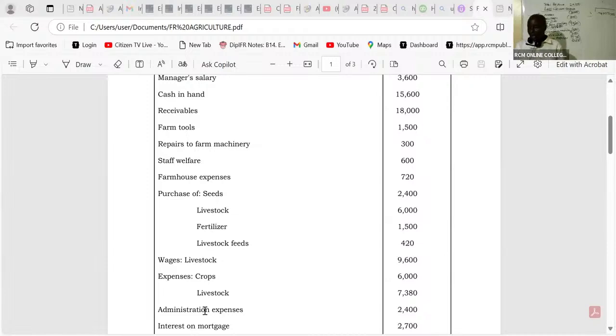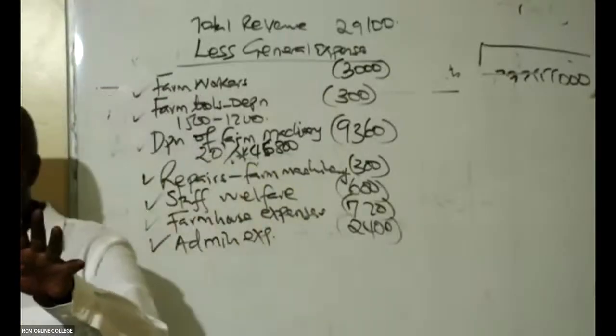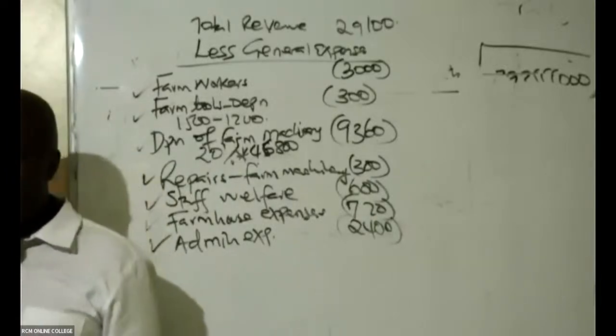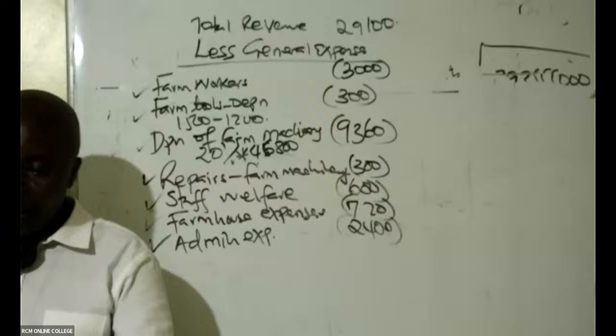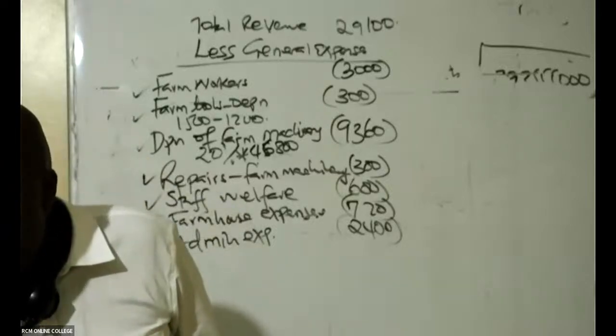Administration expenses are 2,400. Ladies and gentlemen, I would want to pause there and ask whether you have been able to reach exactly where Mwalimu has reached. Okay, great. Then we can continue.